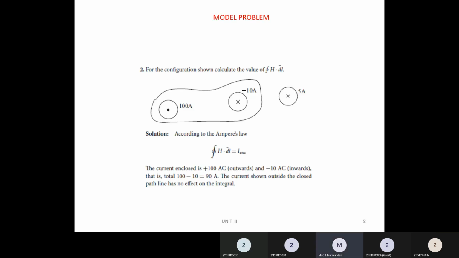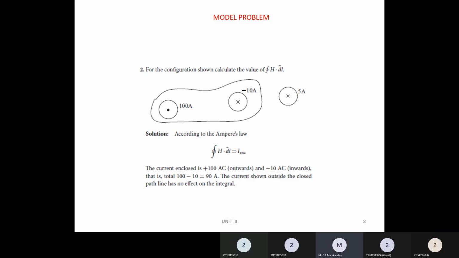And for that, we have shown a model problem here. You can see the representation of the closed path. For this configuration, we have to find out the closed integral of H dot dl. So we can see that 100 amps and minus 10 amps are within the loop and 5 amps is outside the loop. So according to Ampere circuital law, closed integral of H dot dl equals I enclosed.